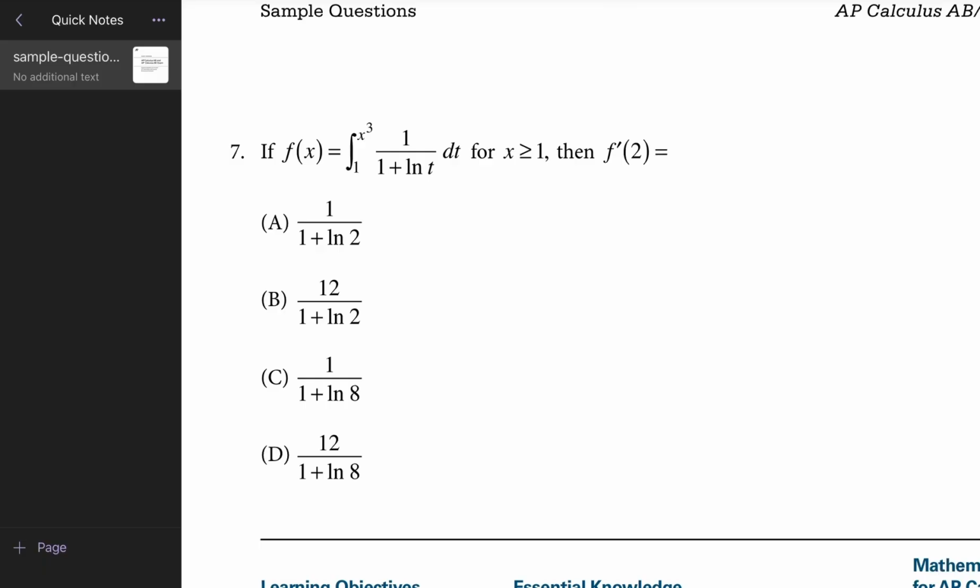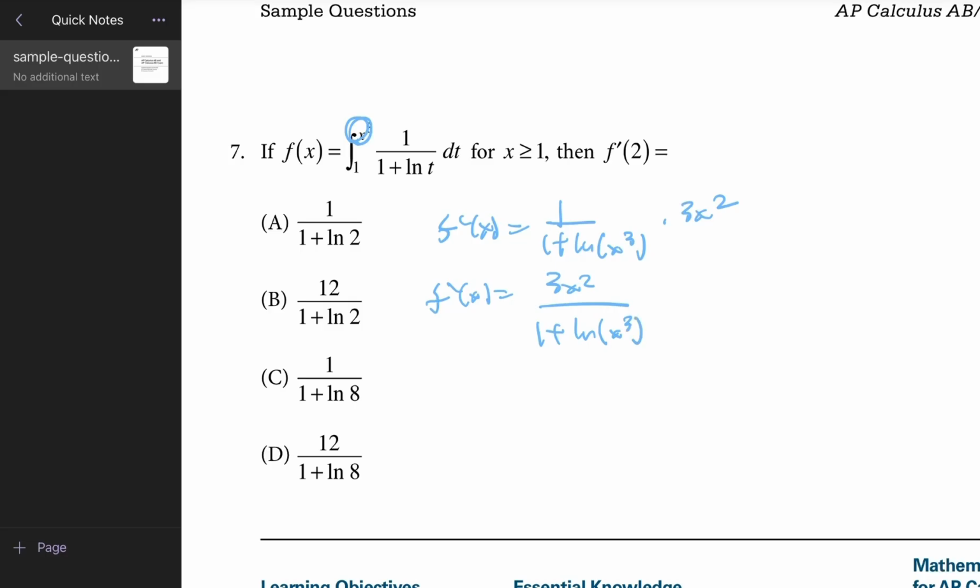If f of x is equal to the integral from 1 to x cubed of 1 divided by 1 plus the natural log of t dt for x is greater than or equal to 1, then f prime of 2 is equal to. So let's first find f prime of x. For taking the derivative here, we can use the fundamental theorem of calculus, and this becomes 1 divided by 1 plus the natural log, and we substitute this upper endpoint in, which becomes natural log of x cubed. And remember, we have to take the chain rule, so we need a derivative of this too. So times 3x squared. So we have f prime of x is equal to 3x squared divided by 1 plus the natural log of x cubed.